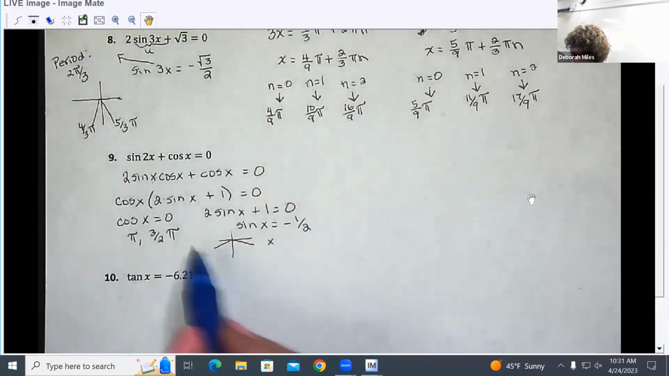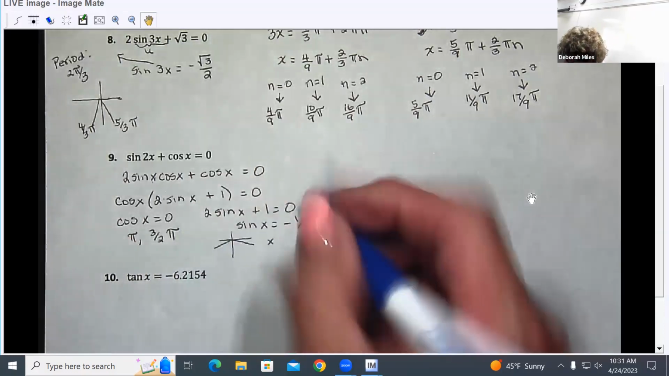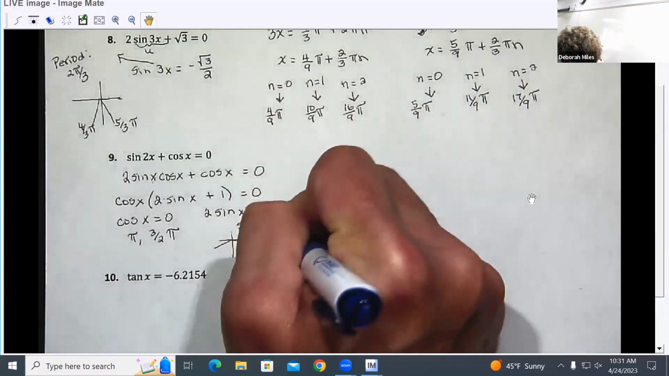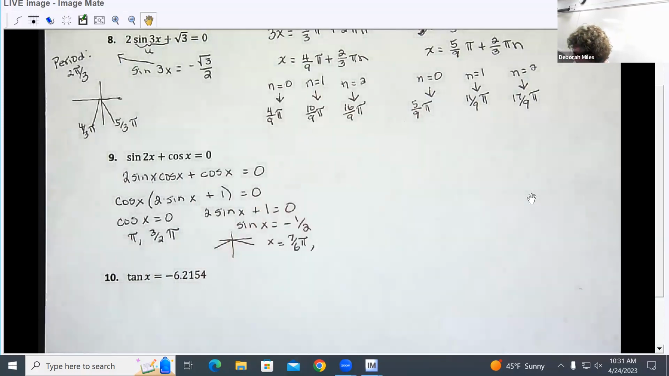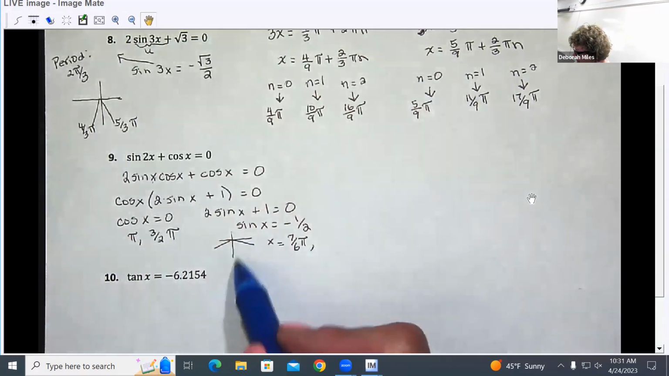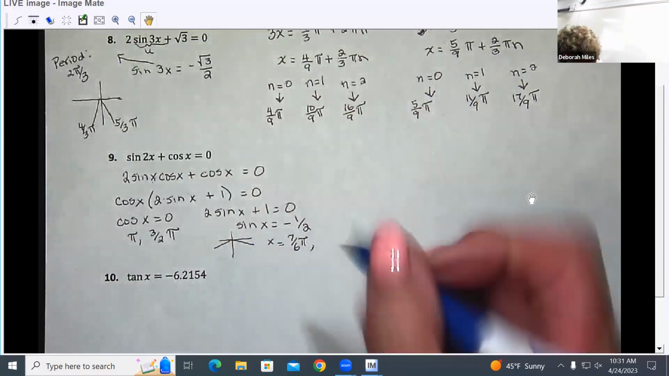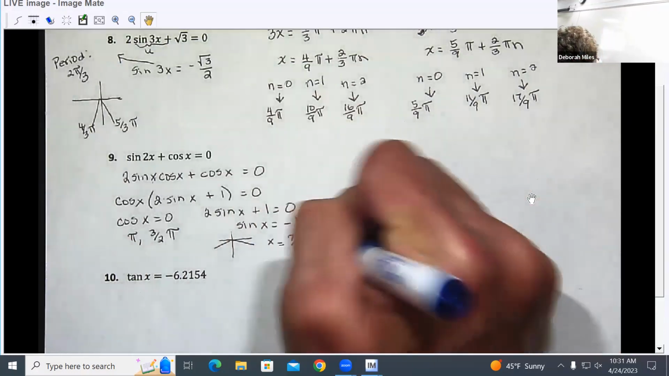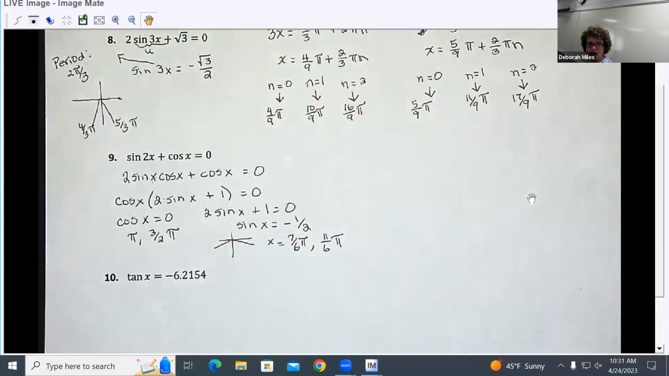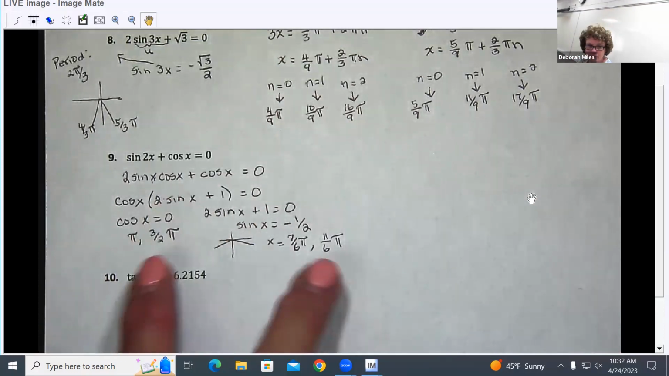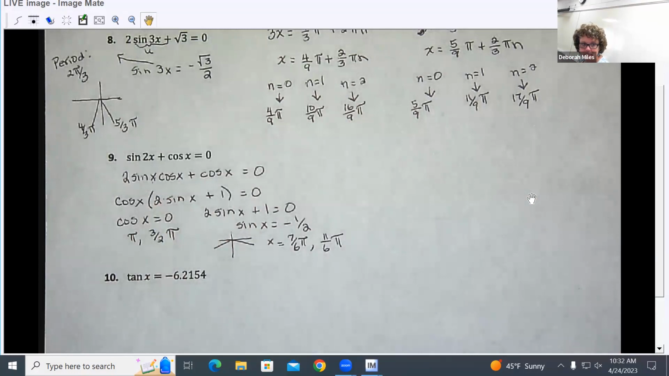The first one is 7 pi over 6. And the second one is 11 pi over 6. And so that equation had 4 solutions.